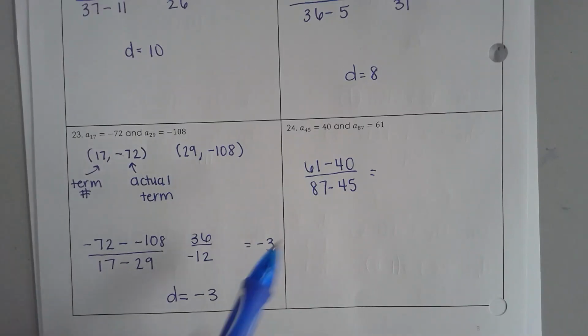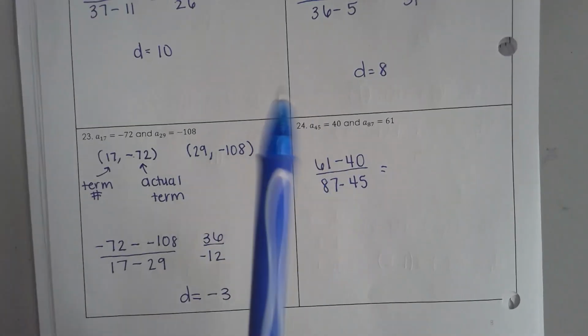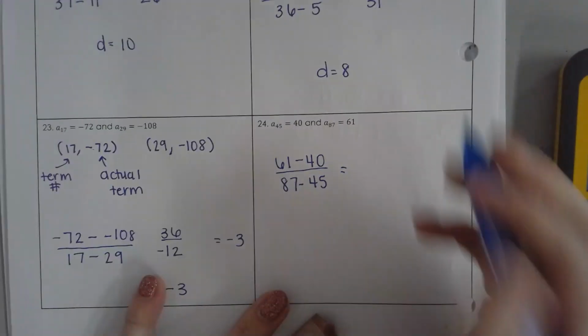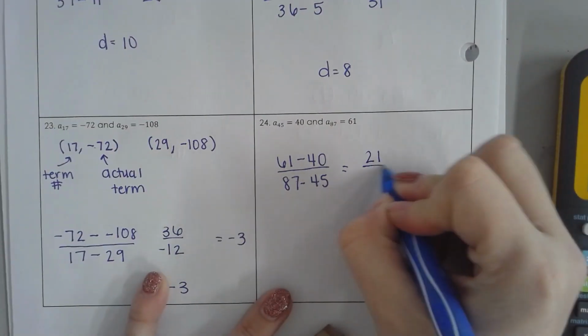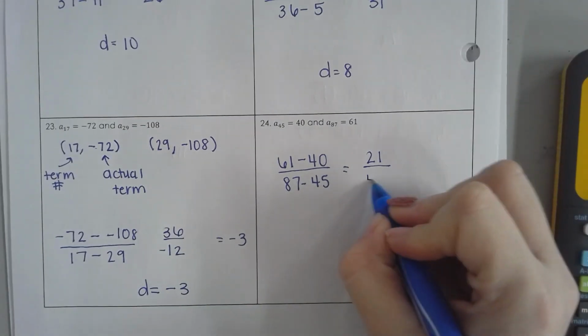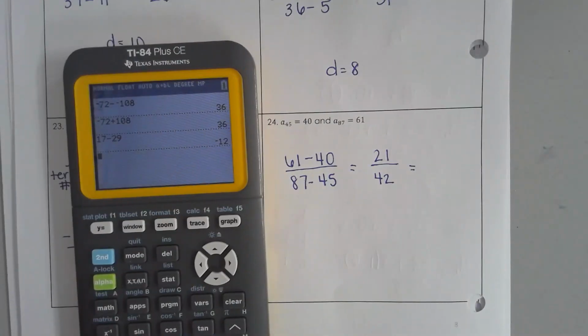You could have put the 40 minus 61 first, as long as you also did 45 minus 87. So this would be 21 over 42. Does anybody know what that is?